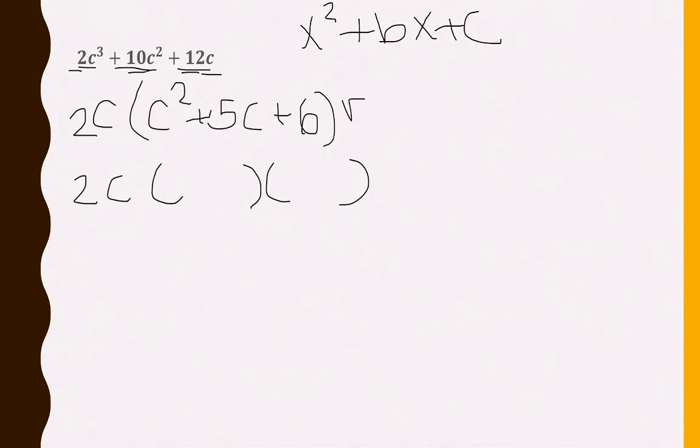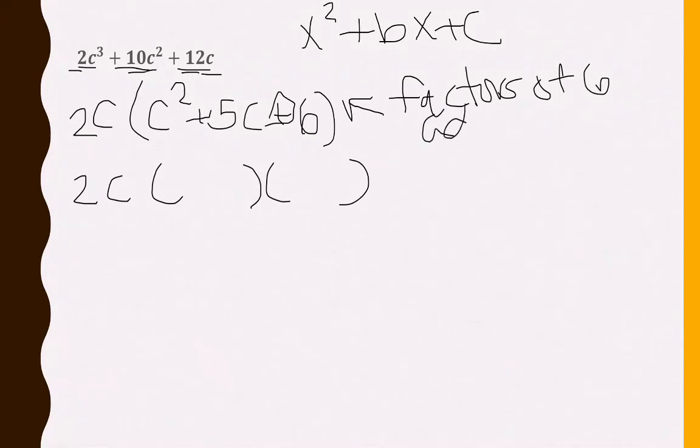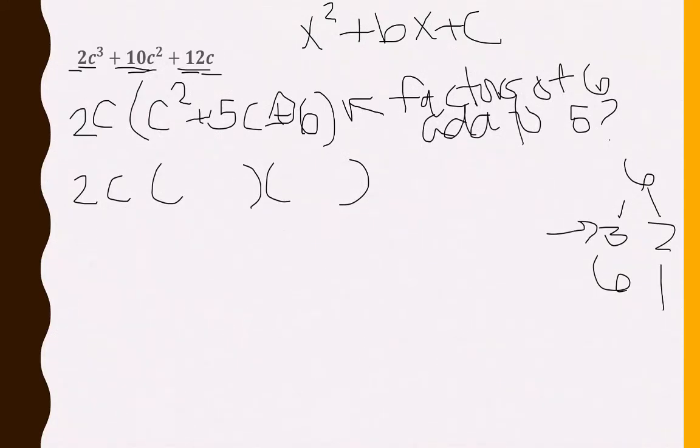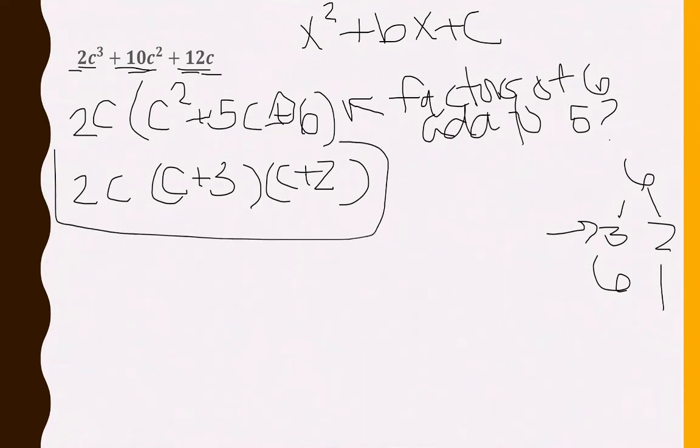So what numbers, which factors of 6, add to 5? Well, 6 factors to 3 and 2, and 6 and 1. And so clearly 3 and 2 are going to be the choice for us. We want c plus 3 and c plus 2, since 3 plus 2 is equal to 5. And this would be our completed factoring problem.